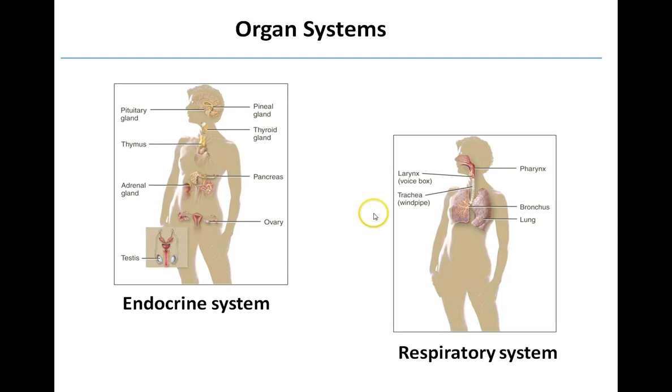Over here we have the respiratory system, the lungs, the airways. Very important for allowing us to obtain oxygen. Your body cells need oxygen to survive, and the respiratory system is key to obtaining that oxygen.